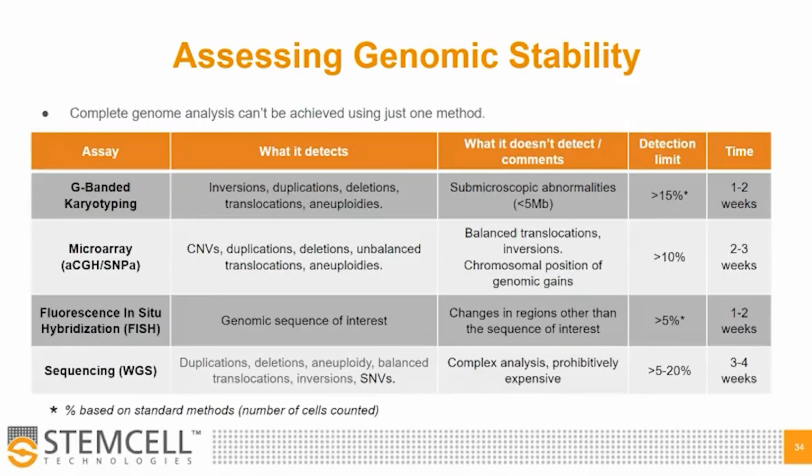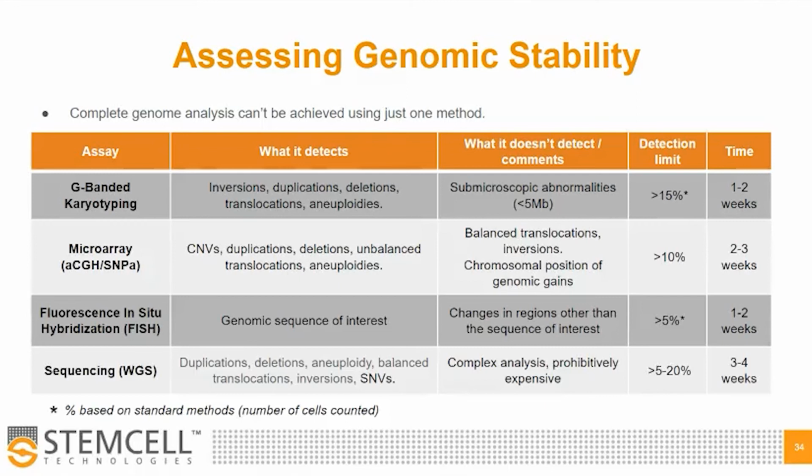It is really important to routinely assess the genomic stability of hPSCs in culture. However, complete genome analysis can't be achieved using just one method. Also, every genomic analysis method has pros and cons. The turnaround time can be quite different also. Right now, each lab or institute determines which analyses should be employed and how often. This table outlines some of the most common techniques, their sensitivities and detection limits, and the typical turnaround times.